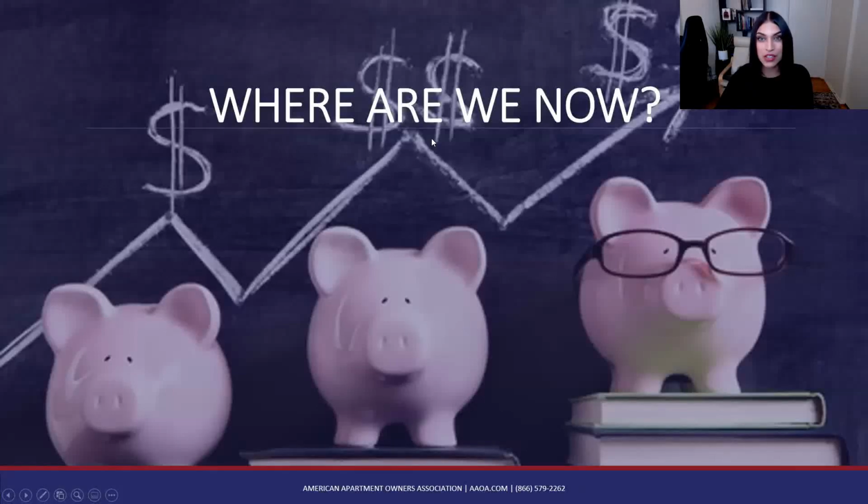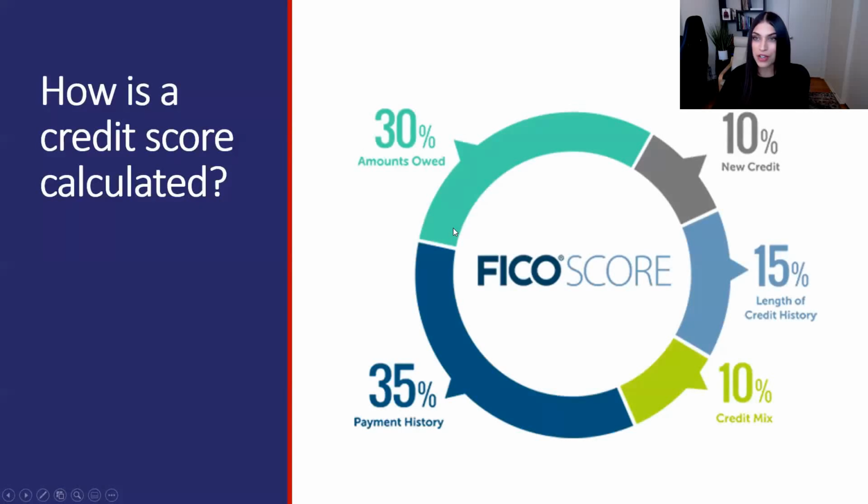All right, so let's start with where are we now? First, I want to start with how a credit score is calculated. Some of you may already know this, but I think it's a good review. This is in particular for the FICO score, and essentially it's showing you here the different percentages for each of the factors that go into a FICO. Now, of course, there are many other score models. There's Vantage Score, Resident Screening Score, but for the most part, they follow sort of a similar pattern here.